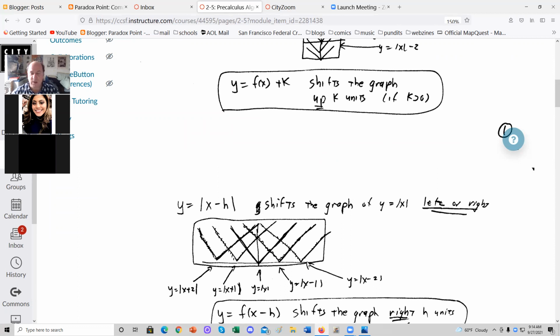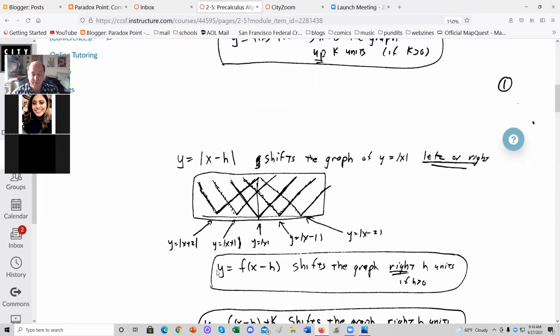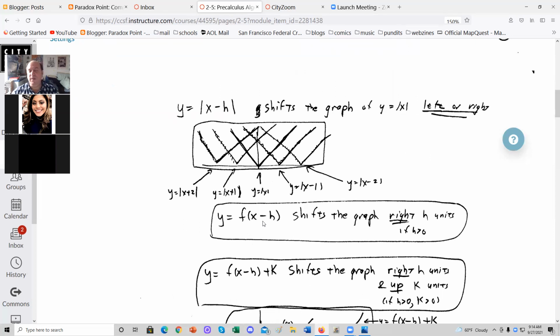Absolute value of x minus 2 has a graph like this, shifted to the right too. Absolute value of x plus 1 is advanced 1 unit, so it's shifted 1 unit to the left. Here's y equals absolute value of x plus 2, shifted to the left. You can think of it as y equals absolute value of x minus negative 2. So it's right negative 2, in other words, left 2. So y equals f of the quantity x minus h shifts the graph right h units if h is positive, left if h is negative.